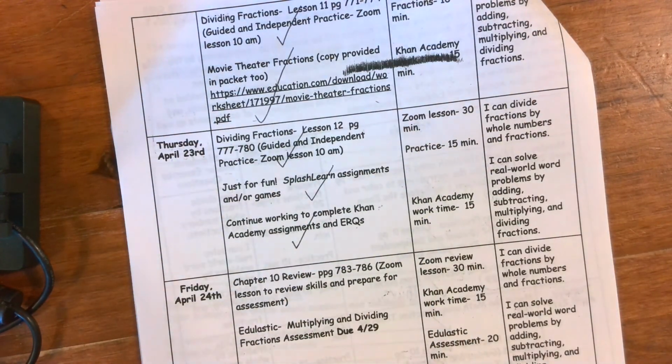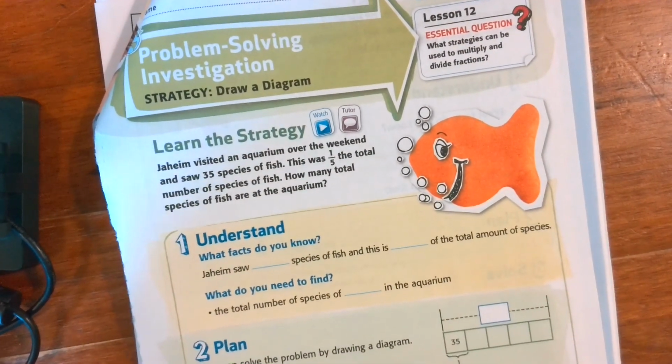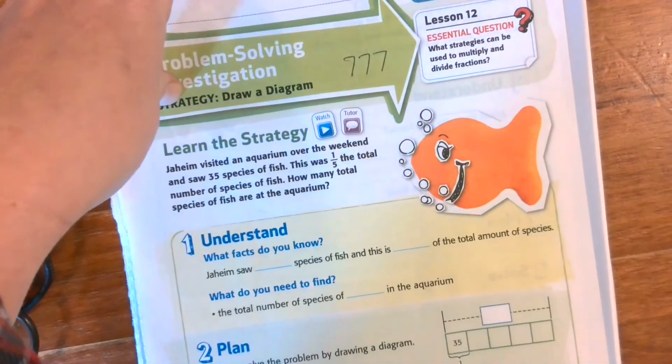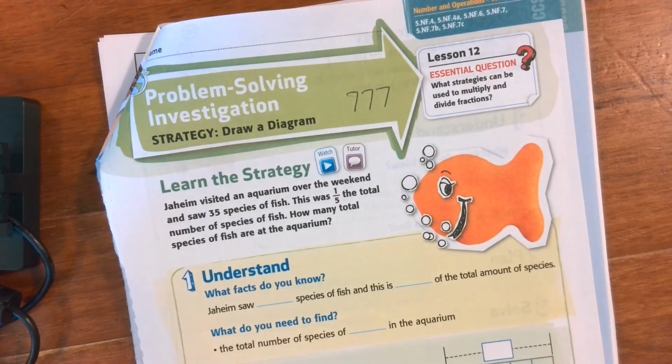All right, so here we go. We're going to jump right in. You should be in your packet on page 777. All right, they're going to give us two model problems, and then we're going to jump into our guided practice.